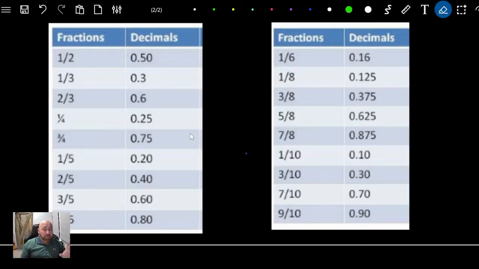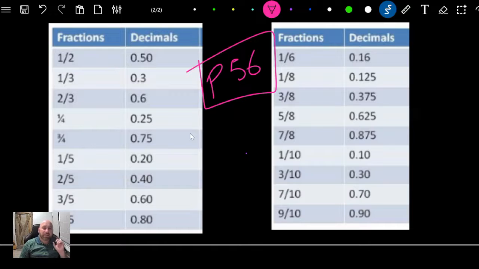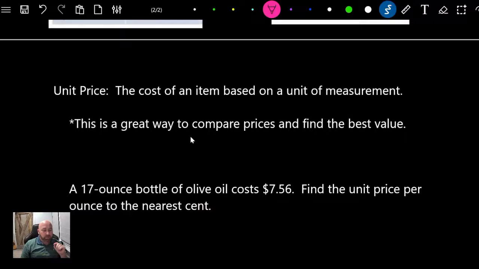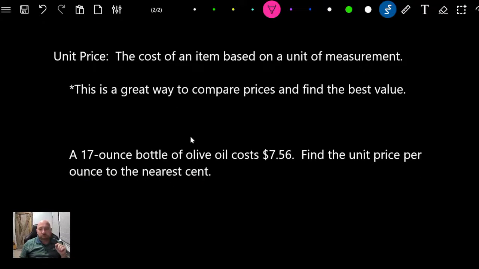Okay? Highly recommend this list that's right here. It is also in your book on page 56. Let me write that. Page 56. Memorize the list of fraction decimal equivalents on page 56. You will not be sorry. You will be so happy. You will thank me later. Okay? Memorize those.